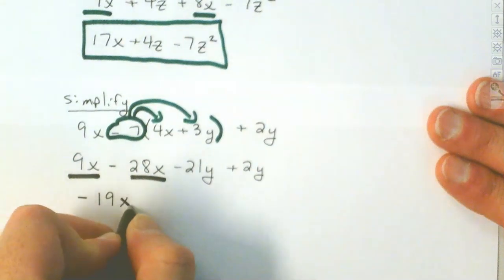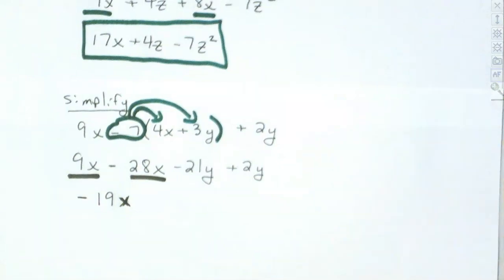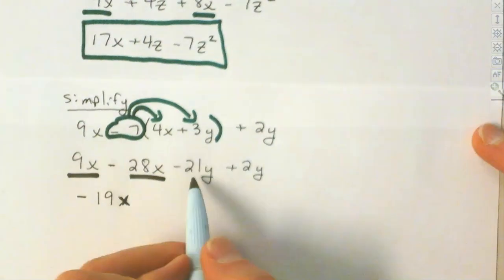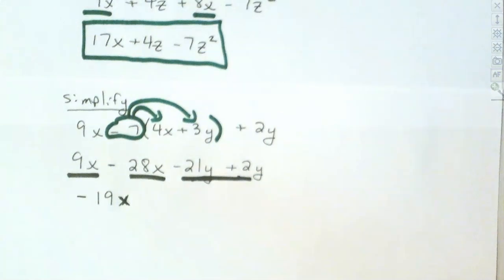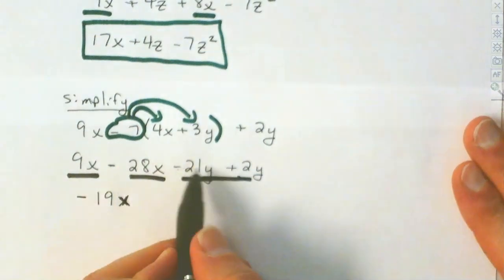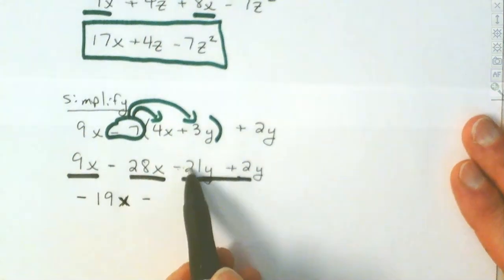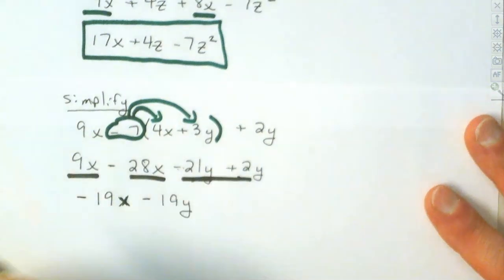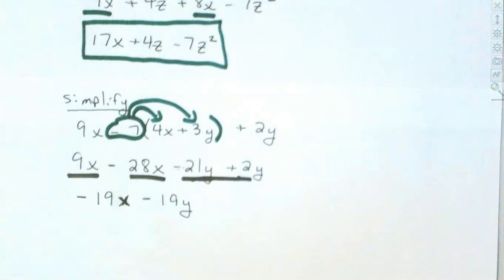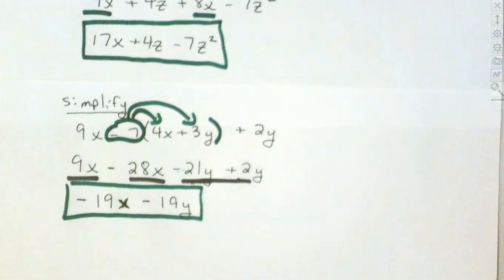And what variable do they have in common? X. So that would give you then a minus 19x. What about the y's? Those can go together, right? What's my sign? Positive or negative for the y components? Negative, and 21 minus 2 is 19, so that's going to be a 19y. Can I go any further? No. Why not? Because the variables are different.